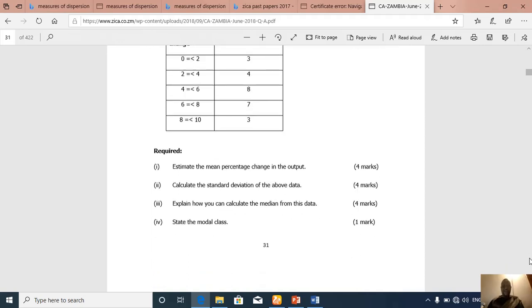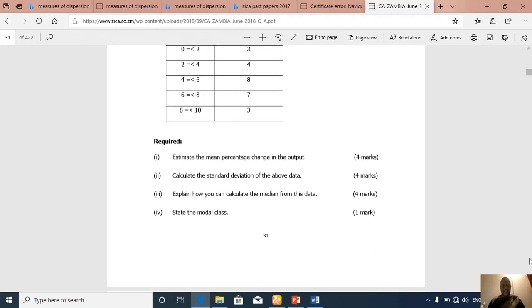Required: estimate the mean percentage change in output. We had learned how to calculate the mean. The mean is simply the sum of the values divided by the number of values. But because we are given grouped data, the mean is going to be the sum of fx divided by the sum of f. You're going to see how we demonstrate that calculation.